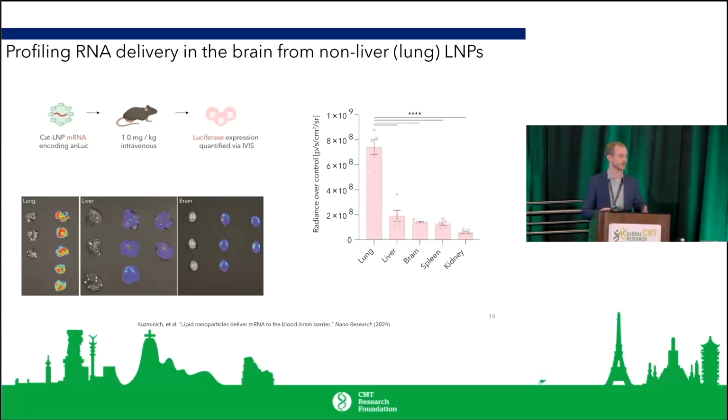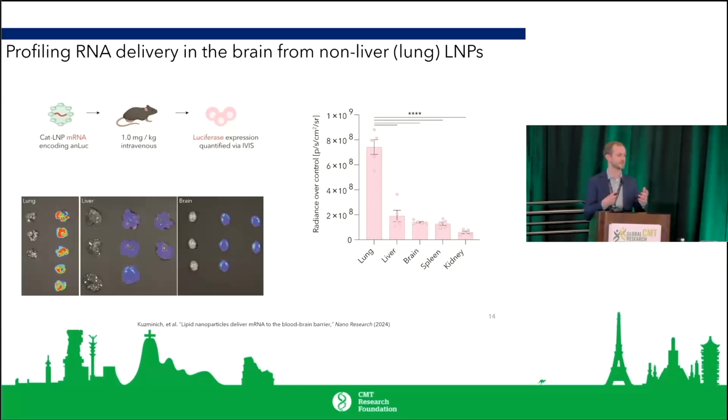Another grad student in our lab, Yanina, has been in charge of this project and has been exploring RNA delivery from previously characterized non-liver LNPs to the brain. The idea here being, if we have a known LNP that actively detargets the liver, is it able to free up more nanomaterial to go to other places in the body?